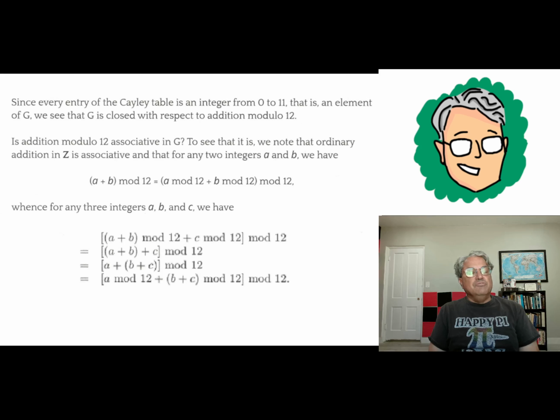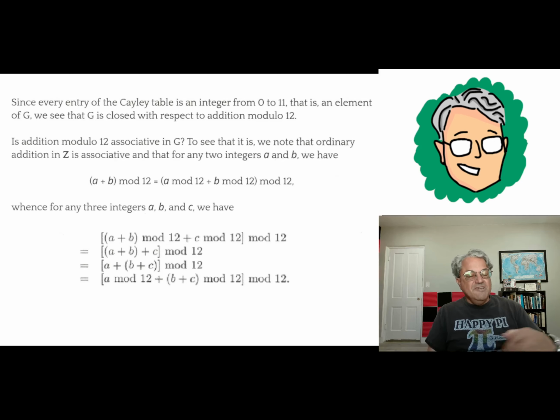So if you group the terms first and take it modulo 12 and then you add, for instance, we're doing a plus b plus c, and if we added a plus b first and took that modulo 12 and added c and did everything modulo 12, you get the same thing as if you did b and c first modulo 12 and then added a and took the result modulo 12. That proves associativity. That's the hardest one to prove. And then the only other ones we have to prove are identity and inverse.